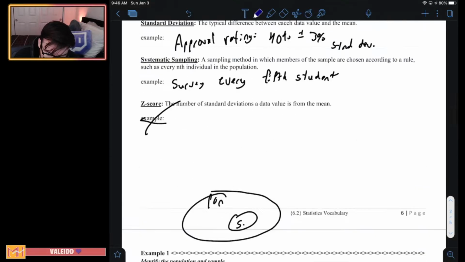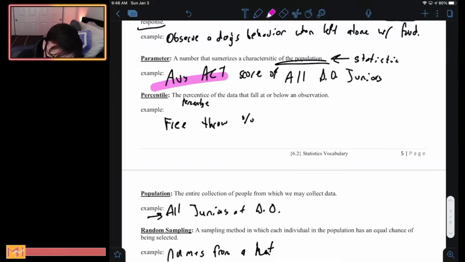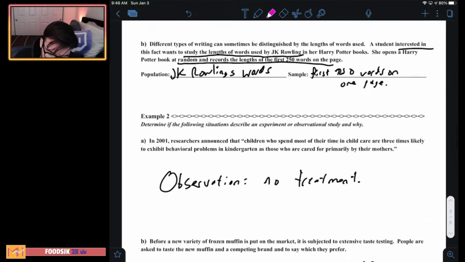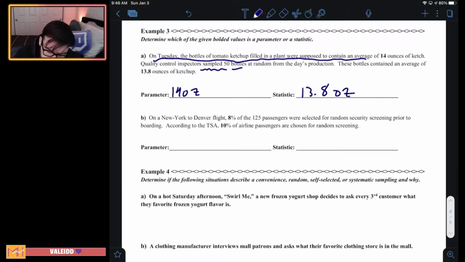Parameter, if we go back up, remember, is a number that describes the population. Okay? So the parameters are, and you've probably heard that word before, they set forth these parameters. You need to do this. Well, the parameters that are set forth for this plant is that we need to have 14 ounces in each bottle. Those are the parameters. But when they tested it, they had 13.8, right? They sampled 50 bottles, and those bottles averaged 13.8. Pretty close, right? It's not like it can be perfect. Or maybe it can, I don't know.